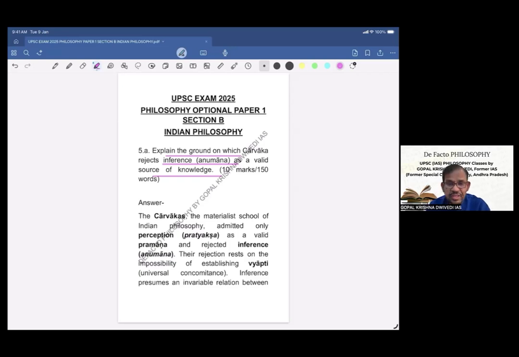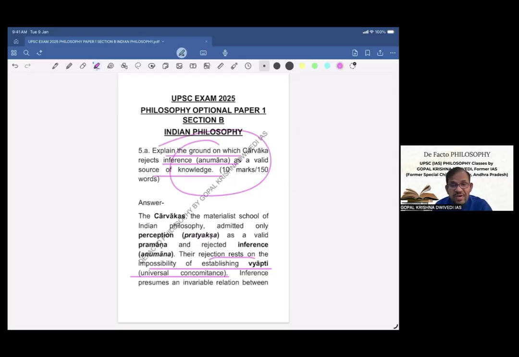Now let us see the answer. The Charvaks, the materialist school of Indian philosophy, admitted only perception as a valid pramana and rejected inference, that is Anumana. The question is the ground on which Charvak rejects, so directly you have to come to the ground. What are the reasons why he rejects inference as a valid source of pramana? You cannot describe everything about Charvak. So the rejection rests on the impossibility of establishing Vyapti, that is, universal concomitance.